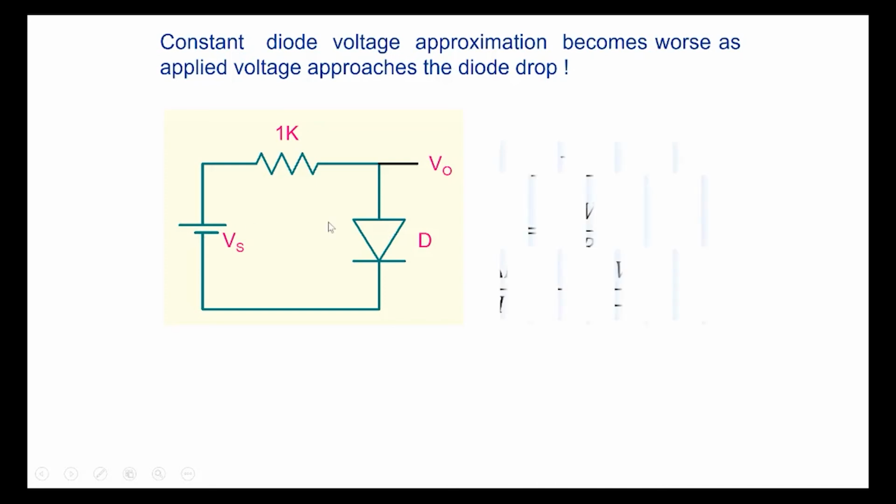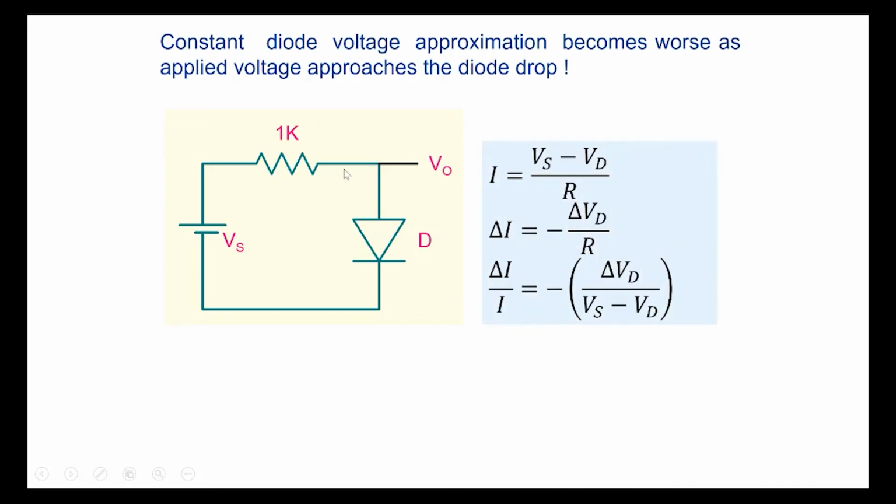Okay, so let's look at this particular point. The current I flowing will be equal to Vs minus Vd, where Vd is the diode drop, divided by R. The error in current results from the error in the voltage. We are approximating it by 0.7, and we know it is not 0.7, so there's an error here. So the error delta I will be equal to minus delta Vd, the error in diode voltage, divided by R. And the percentage error, delta I by I, will be equal to minus delta Vd by Vs minus Vd.